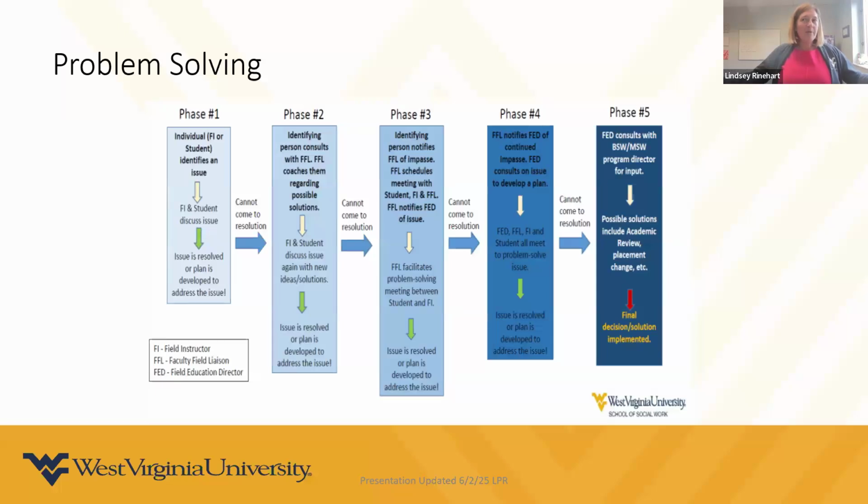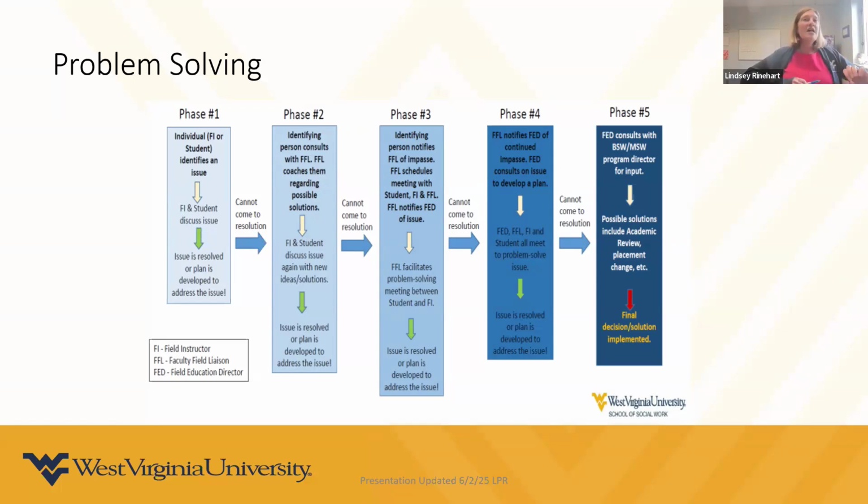If that doesn't resolve the problem, then consulting with the field faculty liaison, letting them know about what's going on, that you've already talked about it, but it's still happening. The field faculty liaison is there as a resource and a support, might brainstorm, give a perspective, give some suggestions, and then encourage that another direct conversation happens with the student and the field instructor to try to address it.